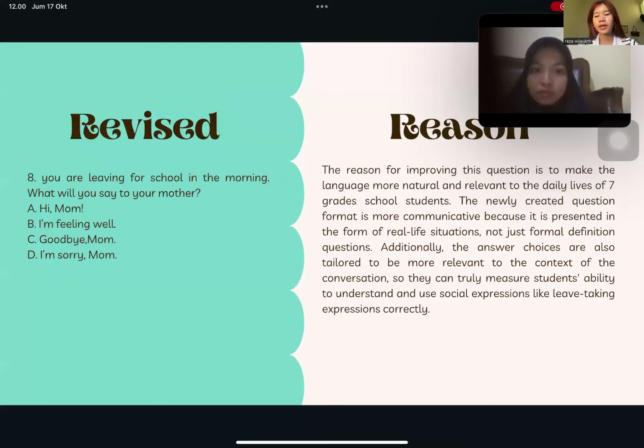The newly created question format is more communicative because it is presented in the form of real life situations, not just formal definition questions. Additionally, the answer choices are also tailored to be more relevant to the context of the conversation, so they can truly measure students' ability to understand and use social expressions like leave-taking expressions correctly.